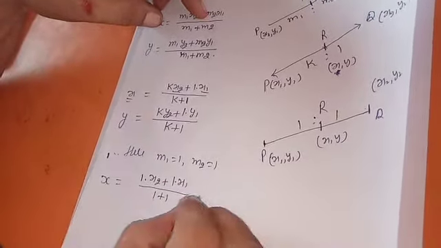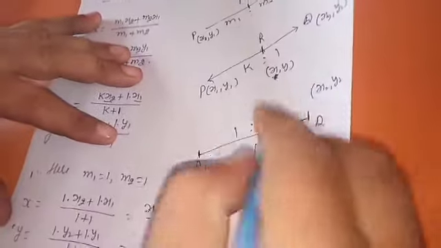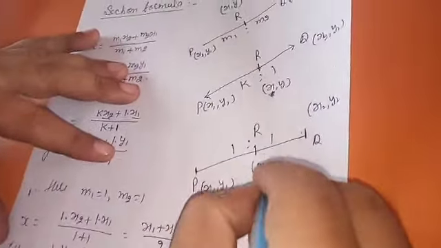So if it divides in equal ratio, its x coordinate is the x coordinates added and divided by 2. That is the value of this x coordinate, and similarly for y.